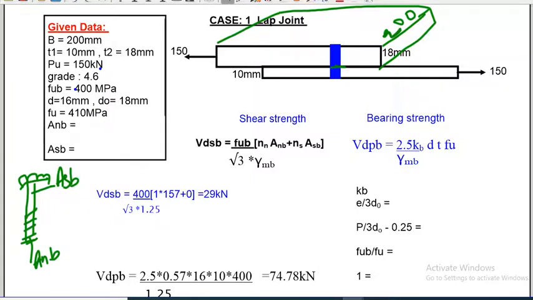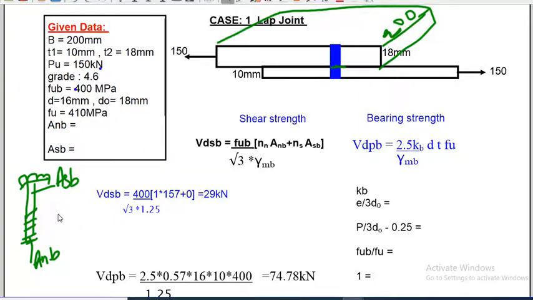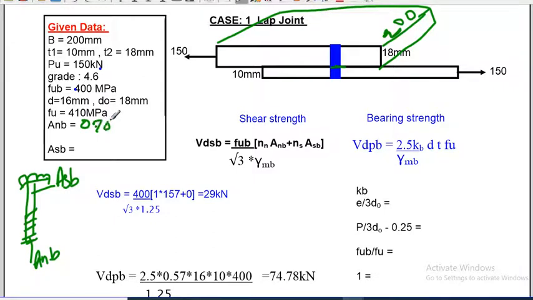A and B is calculated like this, as we saw in the last class. It is 0.78 pi d square by 4. This is simply pi d square by 4. You have seen it before. So A and B you will get is 157, and ASB you will get is 201.